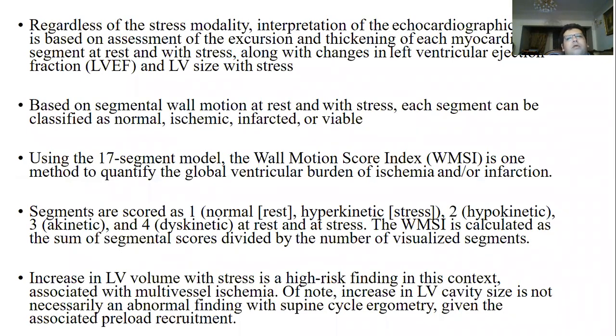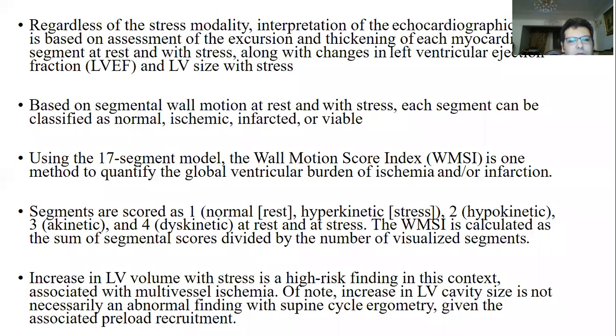Regardless of the stress modality, interpretation of the echocardiographic imaging is based on assessment of excursion and thickening of each myocardial segment at rest and with stress, along with changes in left ventricular ejection fraction and left ventricular size with stress. Based on segmental wall motion at rest and with stress, each segment can be classified as normal, ischemic, infarcted, or viable. Using the 17-segment model, the wall motion score index is one method to quantify the global ventricular burden of ischemia and/or infarction.